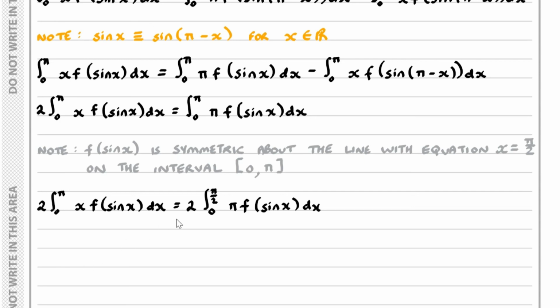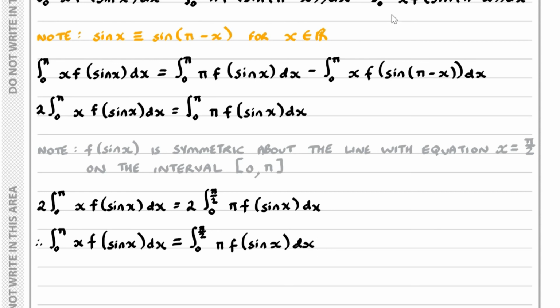And if we divide through by 2, we can therefore conclude the integral from 0 to pi of x times f of sine x with respect to x is equal to the integral from 0 to pi over 2 of pi times by f of sine x dx.